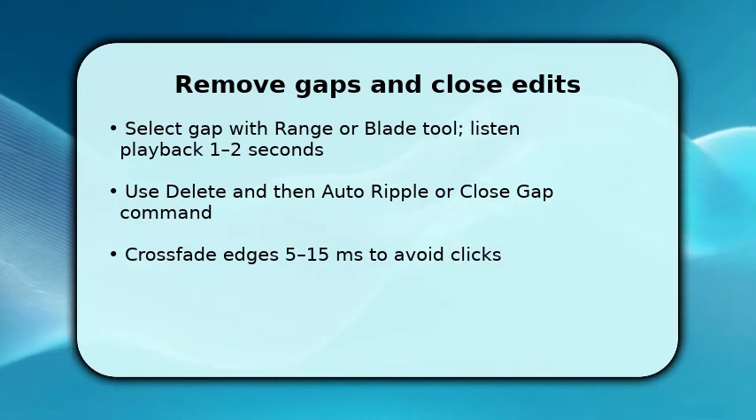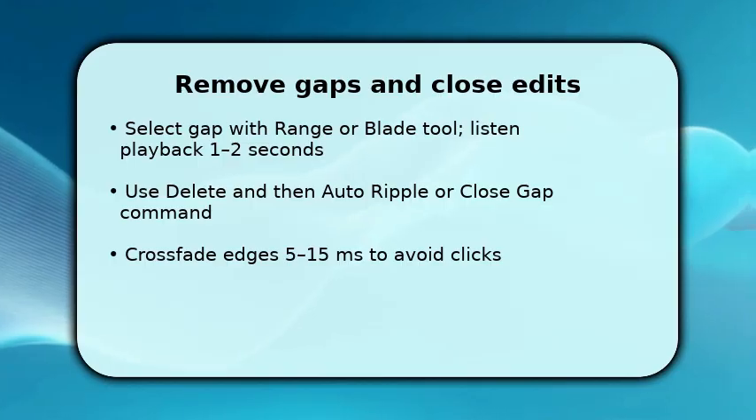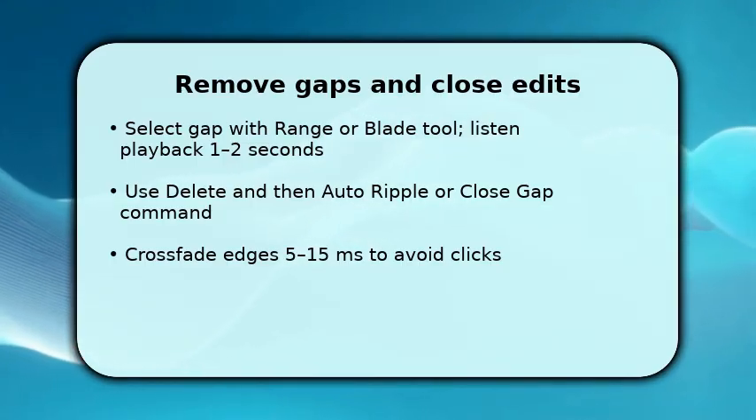Use the range tool or blade to isolate each silent area, then play back 1 to 2 seconds to confirm it's truly silence. Delete the selection, and rather than leaving a hard cut, use auto ripple or the close gap command to pull audio together.